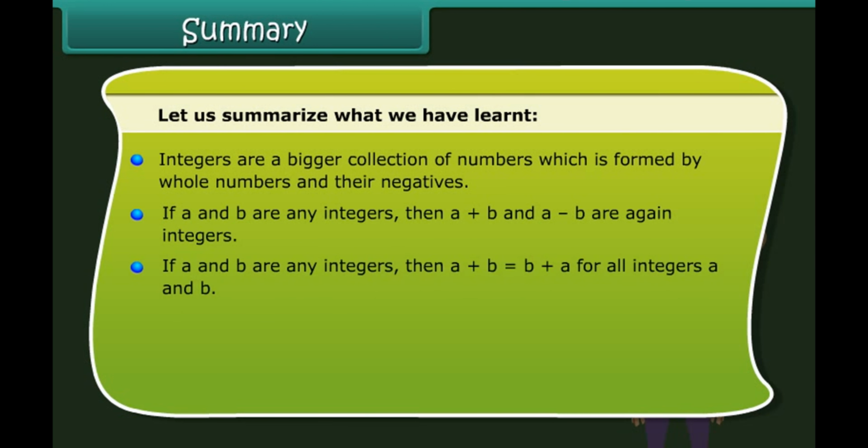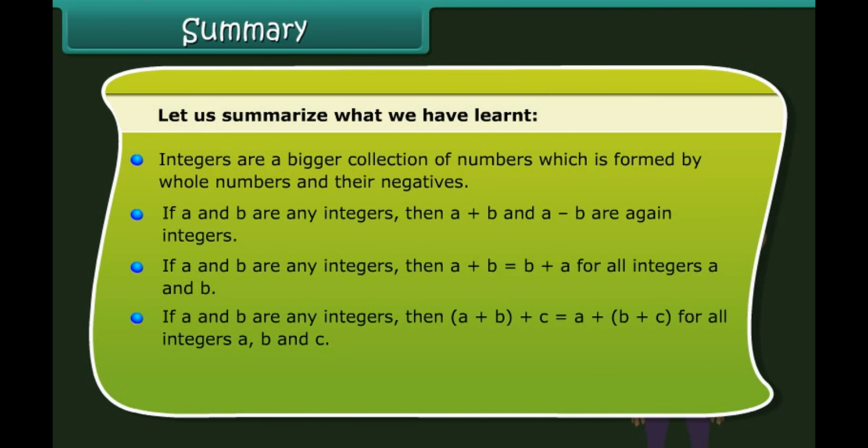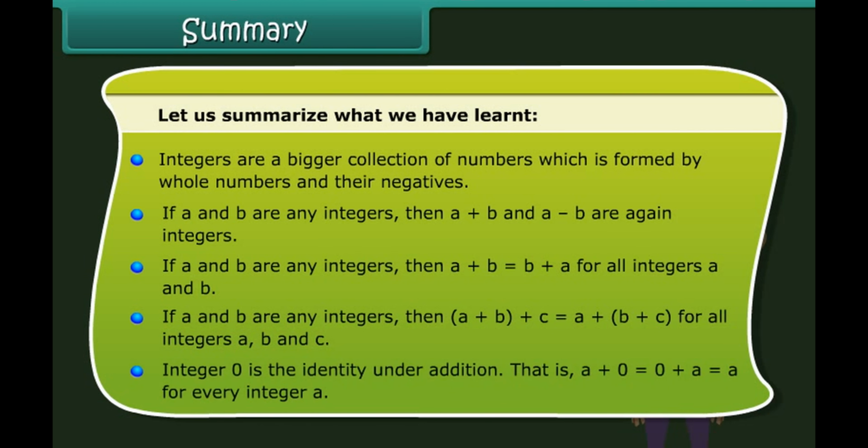If a and b are any integers, then a plus b is equal to b plus a for all integers a and b. If a and b are any integers, then a plus b plus c is equal to a plus b plus c for all integers a, b, and c. Integer 0 is the identity under addition. That is, a plus 0 is equal to 0 plus a, which equals a for any integer a.